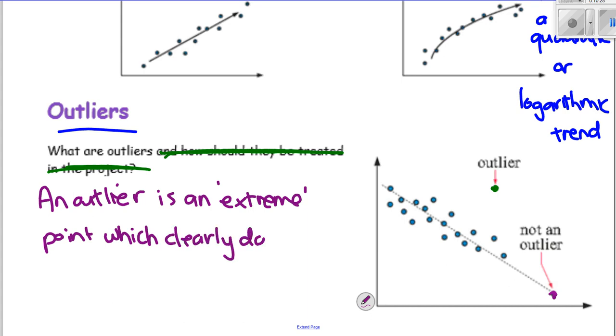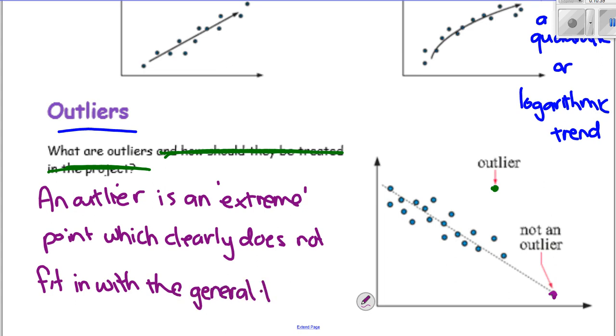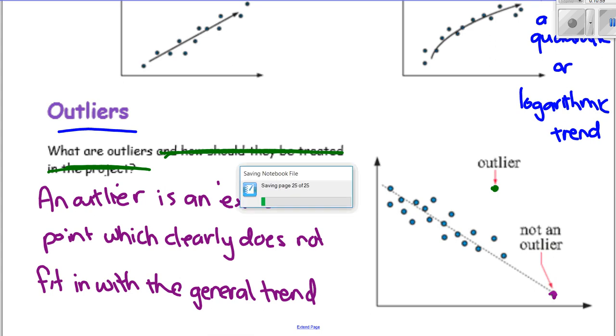Does not fit in with the general trend. You might have your own way of describing it, but that will do for now. Some people call it a freak value. So it's just something that clearly doesn't follow the trend. As opposed to this one here, which is not an outlier because it's still kind of within the trend, whereas the one that I've shaded in green is more clearly an outlier. So normally they're pretty obvious if they're an outlier or not.